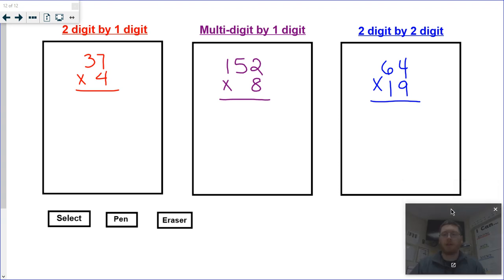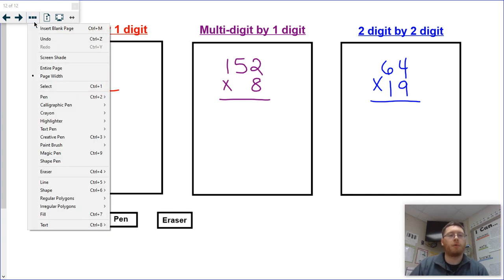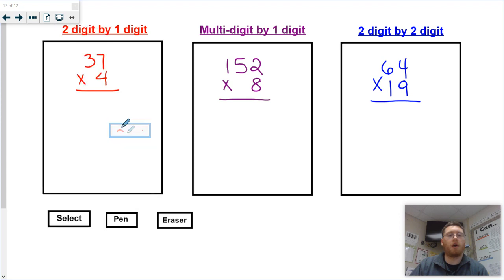So really quickly, let's look at some problems up here. I have a two-digit by one-digit, 37 times 4. I have a multi-digit by one-digit, 152 times 8. And then I have a two-digit by two-digit, which is 64 times 19. So what we're going to do right now is look at our two-digit by one-digit. Again, nothing's changed from that first problem that I did for the example.